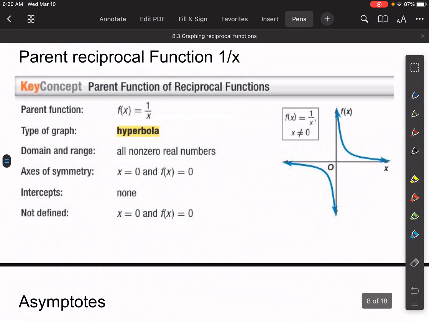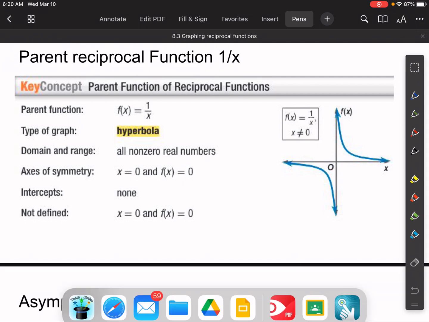Okay, so the parent reciprocal function, it looks like this. It is a type of hyperbola, which we are going to get into next chapter. The domain and the range are all non-zero real numbers. Okay, so it includes everything. The axis of symmetry is typically, with the parent function, the x-axis and the y-axis. So it's symmetrical about both. And then the intercepts, there are none, because they're bound by those two things. And then they're not defined at 0, so they'll never cross the axis.